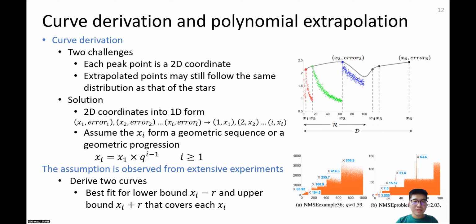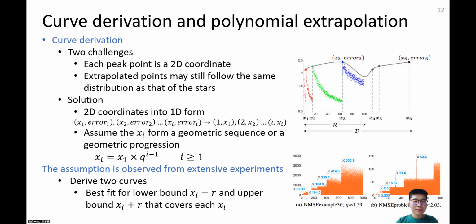Second, it is very likely that the extrapolated points still follow the same distribution as that of the stars, which makes the error values of the extrapolated points equal to those of the stars. To resolve the first issue, we do not perform curve fitting on the peak points.